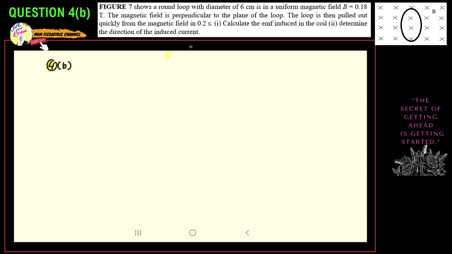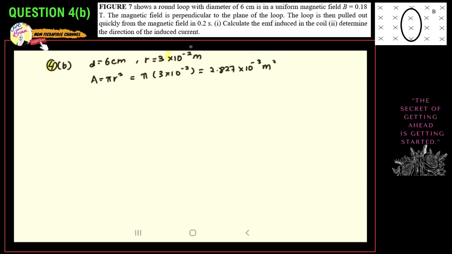Alright, so for B, let's write all the information given. We have the diameter in centimeter, which means the radius is 3 centimeter. Please make sure you change to meter. Then we need to calculate the area, where area is pi r squared, with r in meter. So the area is equal to 2.827 times 10 to the negative 3 meter squared.